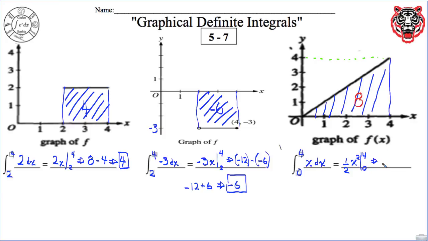Sorry about that. That's going to turn into, I sub in the 4 first. 4 squared is 16. Half of that is going to be 8. And that's going to subtract, subbing in 0. 0 squared is 0 times a half is still 0. And I get 8. Perfect. They match. All right, moving on.